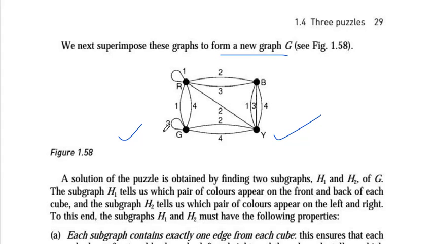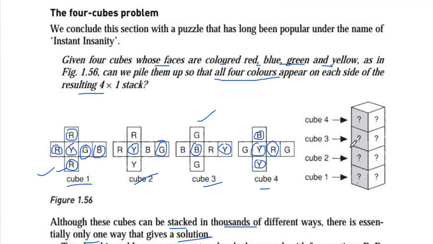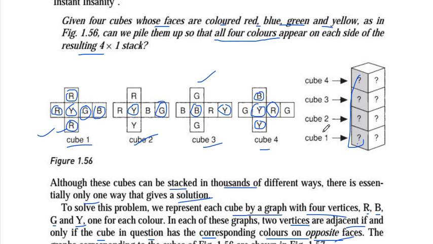Okay, now how do we choose subgraphs? First of all, we have to choose two subgraphs. Why two subgraphs? One for front and back, and one for left and right side. There are four faces, so we have to choose two subgraphs, one which has the front and back and one which has the left and right.